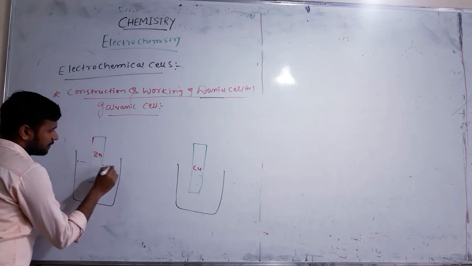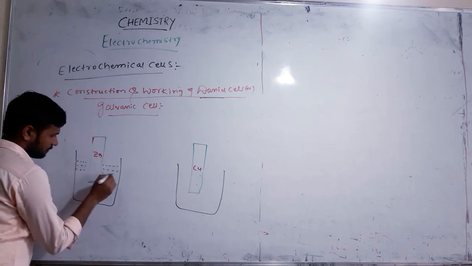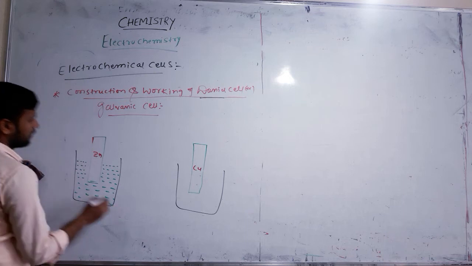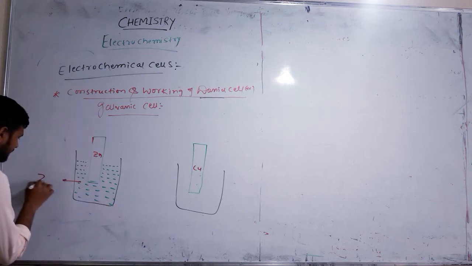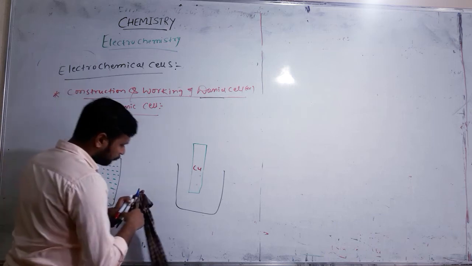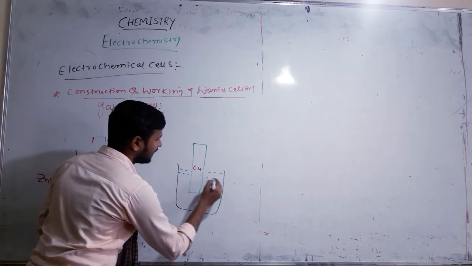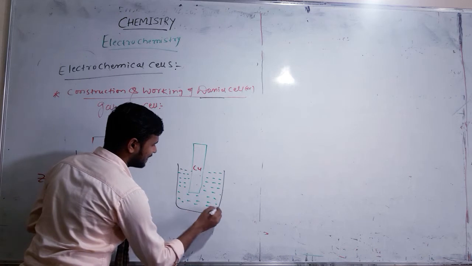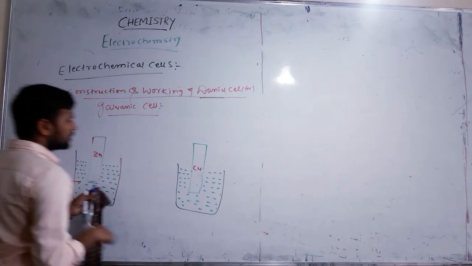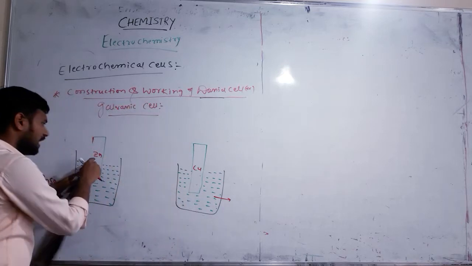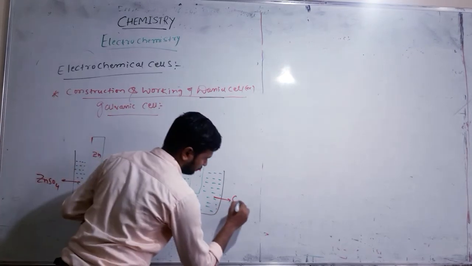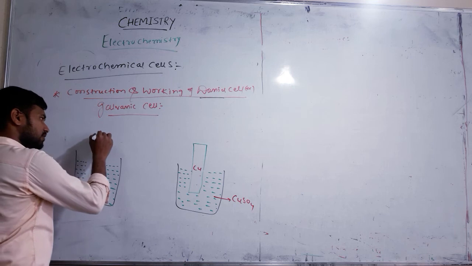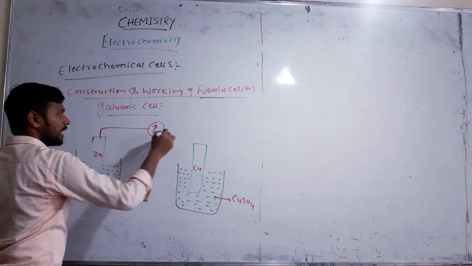I will pour the zinc sulfate solution into this one. This is the zinc sulfate solution. And here, this is a copper sulfate solution that I am putting. One observation here: in both, each electrode has its respective electrolyte, copper sulfate. Now I am connecting these two by an electrical switch, a voltmeter.